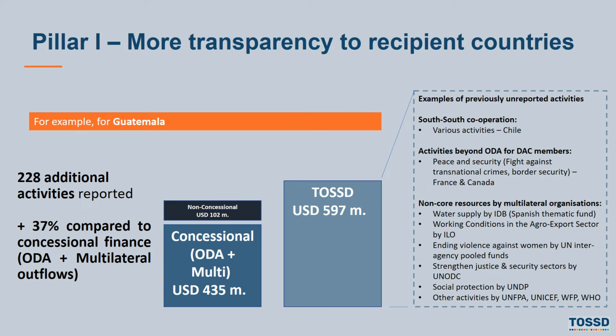Pillar 1 helps to provide more transparency to recipient countries. For example, for a country like Guatemala, 228 additional activities were reported, which represents an increase of 37% compared to existing OECD statistics on concessional development finance, ODA plus multilateral outflows.